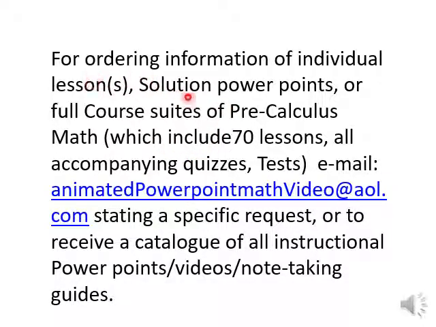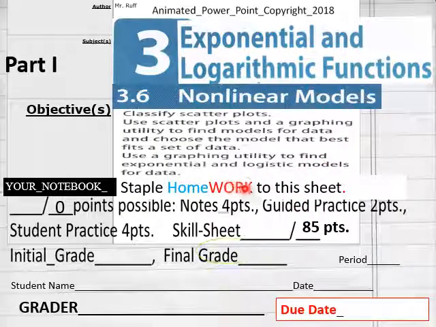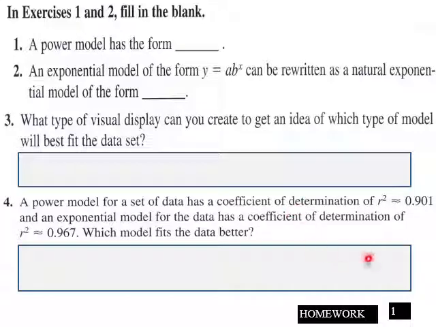Hello everybody, getting ready to do lesson 3.6 part 1 homework today of pre-calculus math. And in today's homework assignment, we got 85 points of homework to do. On page 1, you have fill in the blanks up here, 8 points for this page.